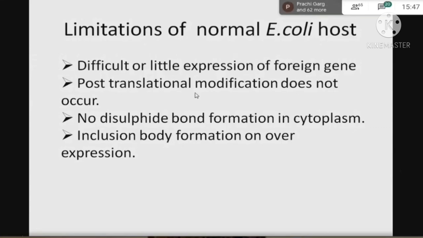Post-translational modification does not occur. What is this post-translational modification? Splicing. Oh, this is post-transcriptional. Sorry, sir. Splicing is not post-translational. This is post-transcriptional. Post-translational modification: methylation or ubiquitination. Yes. So there are so many: glycosylation, phosphorylation, methylation, alkylation, carboxylation, hydroxylation. There are so many modifications that take place after protein synthesis.